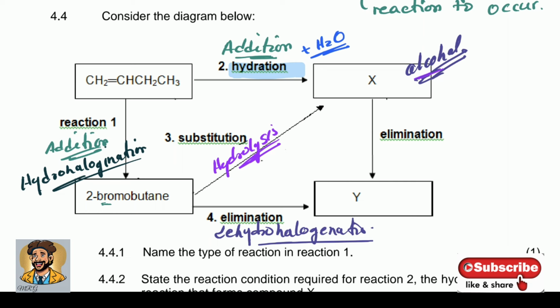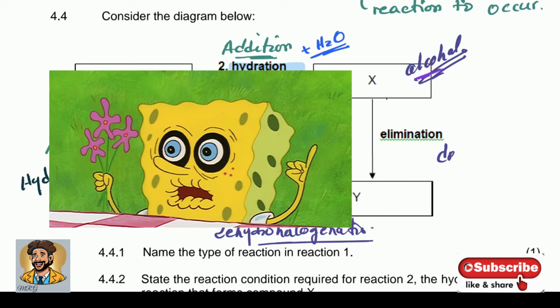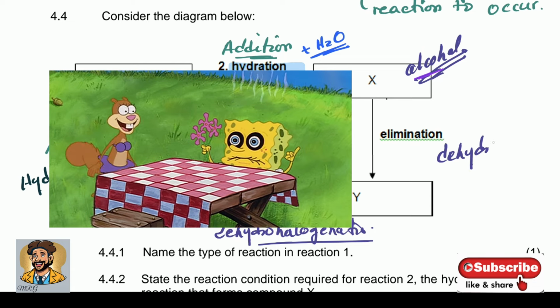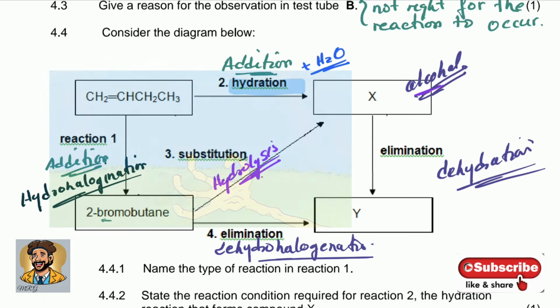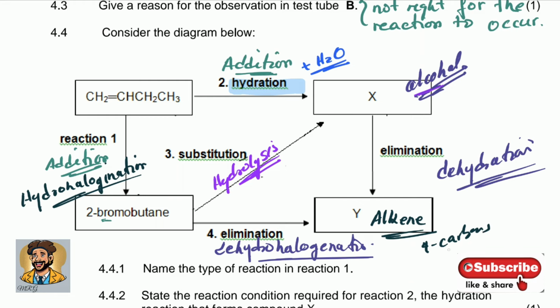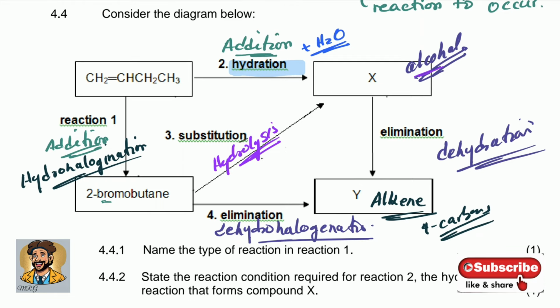From the alcohol, what we can possibly eliminate is water, so this is dehydration, and this is the reaction. So it will be once more an alkene. Remember, this is an alkene. And because we always start with 1, 2, 3, and 4 carbons, we are going to have an alkene of 4 carbons. This is a small analysis we did before we go on with the question.